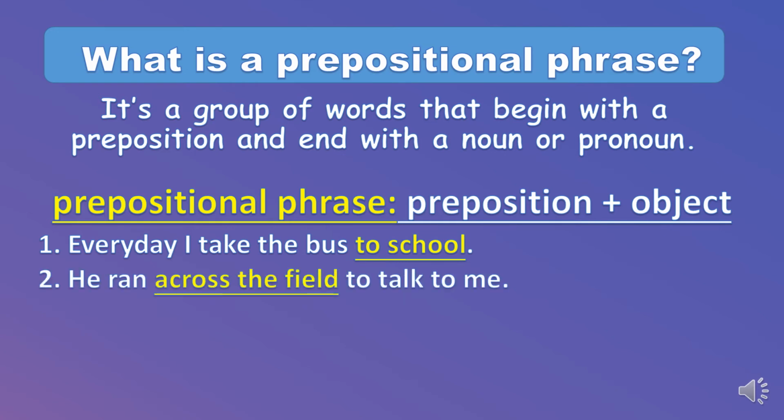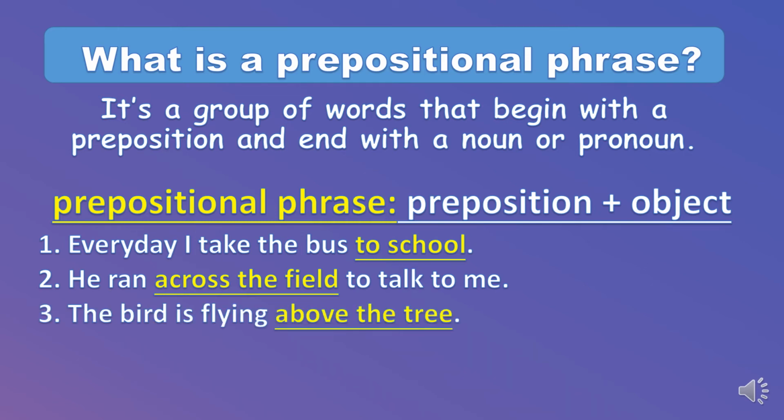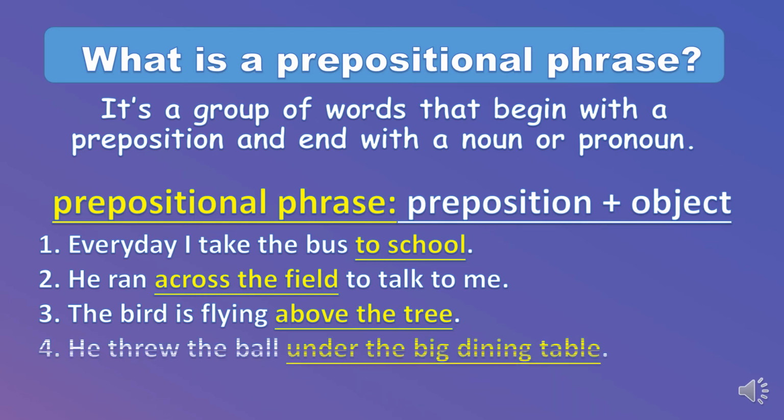He ran across the field to talk to me. Across the field: across is the preposition. The field is the object. So across the field is a prepositional phrase. The bird is flying above the tree. Where's the preposition? Above. Where is the object? The tree. So above the tree is the prepositional phrase.